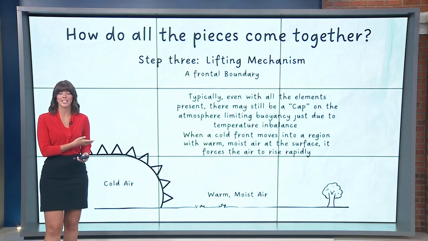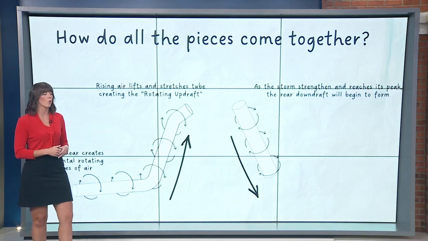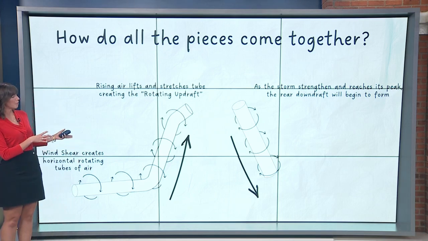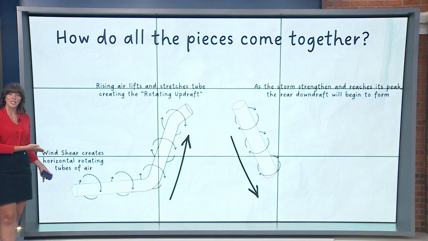But if you don't have this lifting mechanism, cold front or dry line, then you might not get anything at all. So all of these ingredients are important. But how do they come together? When you're rising air, well, first you've got wind shear, directional shear, speed and directional shear.